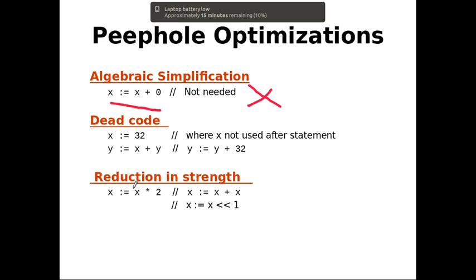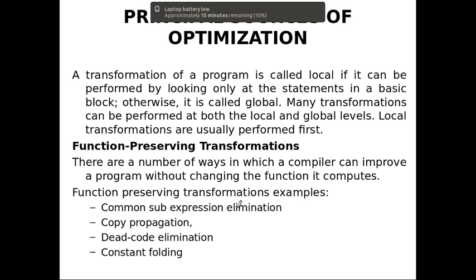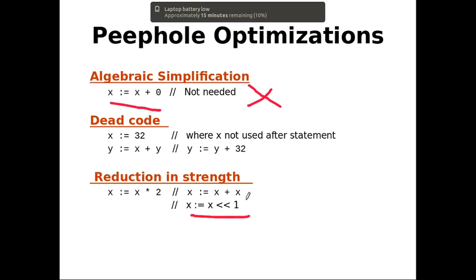In the same way, already we discussed strength reduction or reduction in strength. When you are going to write x equal to x into 2, better to write x shift left by 1 bit. If x equal to x into 4, better to write x shift left by 2. Like, so this is about the peephole optimization. Okay, thank you.